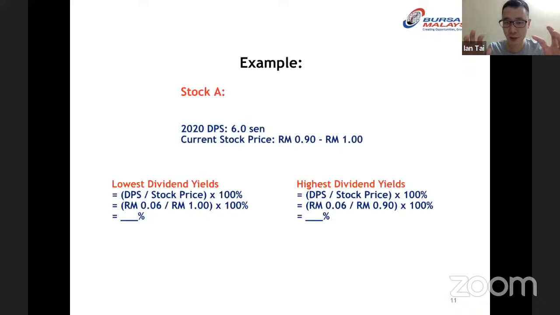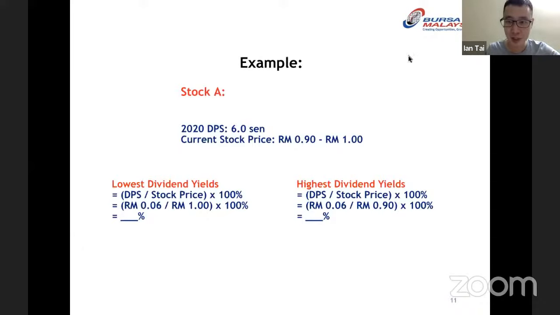So in order to calculate the lowest possible dividend yield that you can get, you take 6 cents, which is the dividends per share in 2020, and then you divide it by the highest possible stock price that you could have paid for this stock, which is $1. So that will be the lowest dividend yield. Whereas if you want to get the highest possible dividend yield, you just take 6 cents and you divide it by 90 cents. All right.